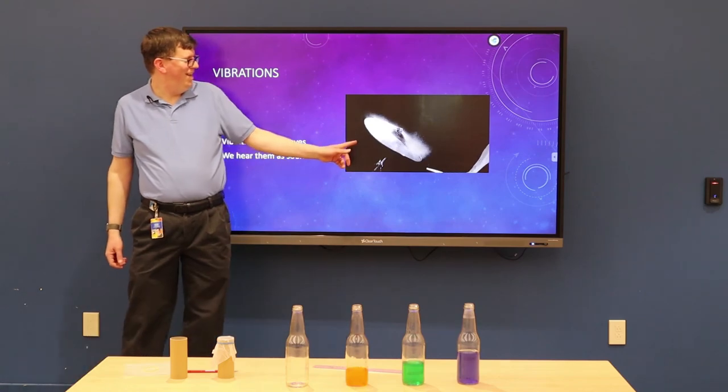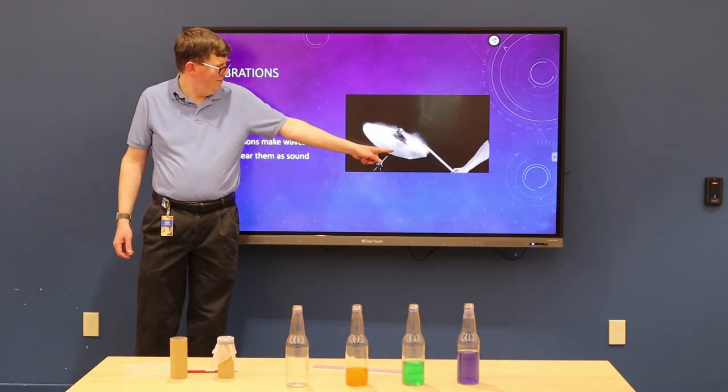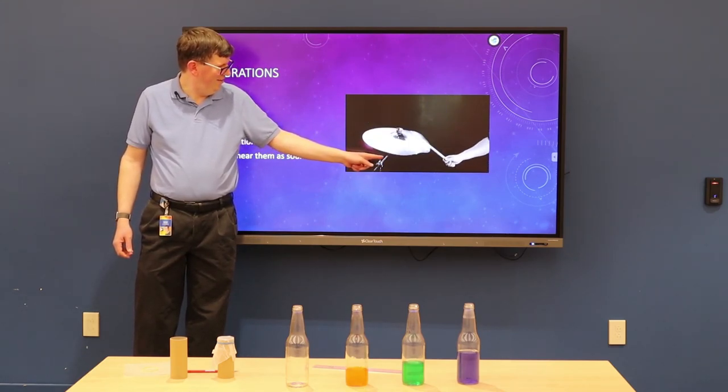All right, here's a cymbal crashing. Somebody hits it with a drumstick. Look at that. Those things are made of metal, right? And it looks like it's flopping around.